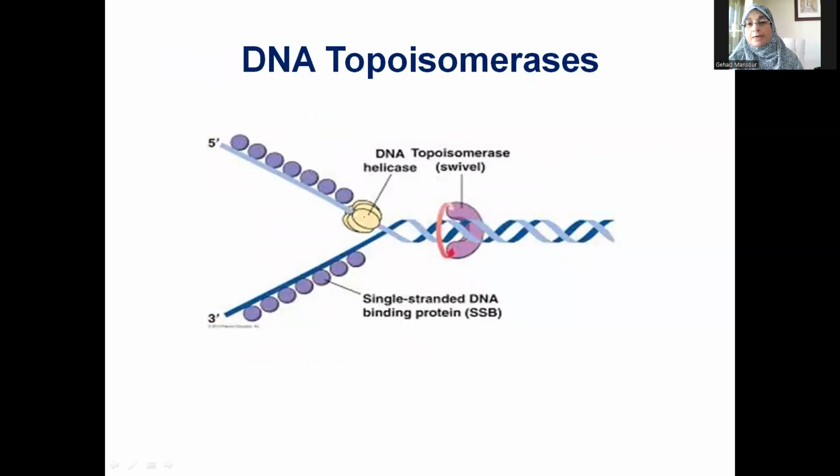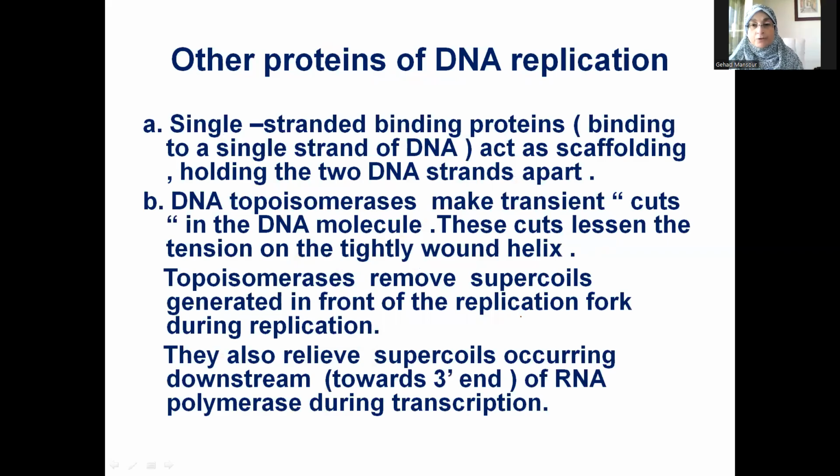So here you can see the DNA helicase as it is. Of course, the DNA helicase makes the template strands wide apart. And here we have the topoisomerase that unfolds areas of DNA that are supercoiled in order to allow helicase to move forward. And we have the single-stranded binding proteins that act as scaffolds to keep the strands apart. So this is another diagram that shows the same concept.